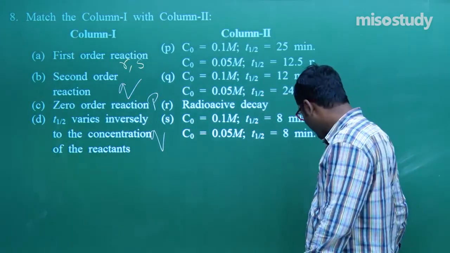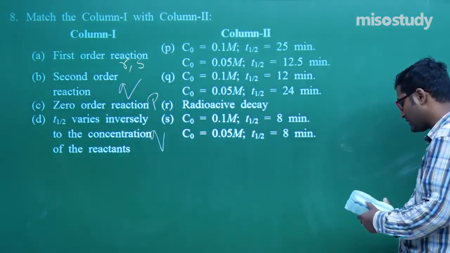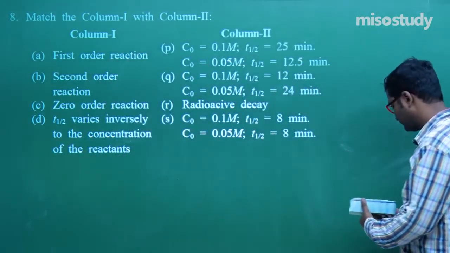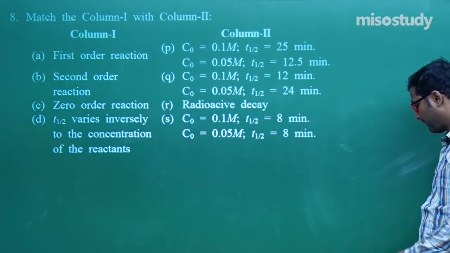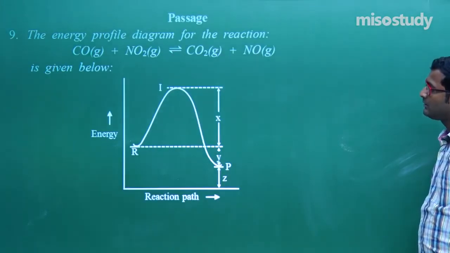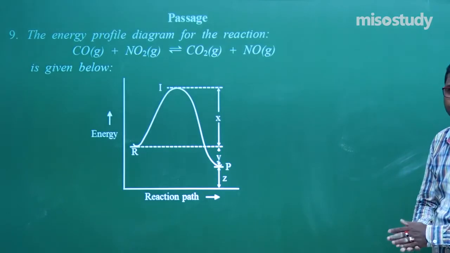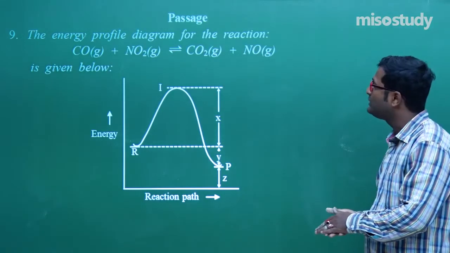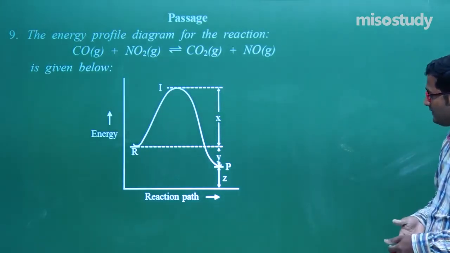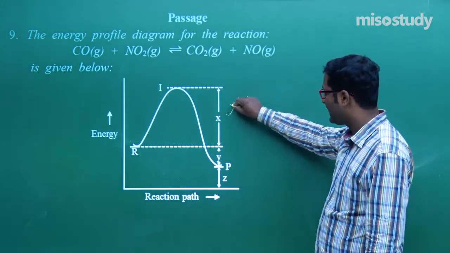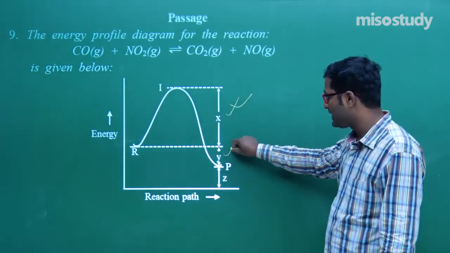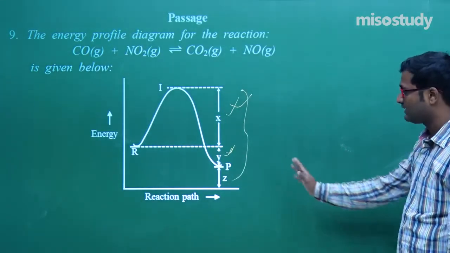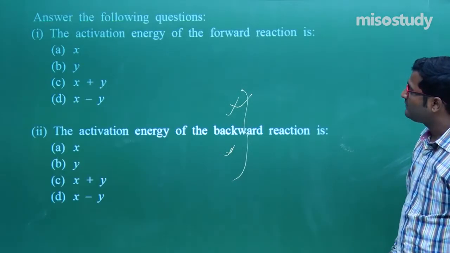Now I'm going to rub this part and let's move to the next segment. What is given here? Check it out. Now, question number 9. This is a passage. Read the question carefully. CO plus NO2 gives CO2 plus NO. This is the figure, and this one is the energy of activation, this one is the heat of reaction, and X plus Y plus Z is the threshold energy. By observing this passage, we can assume such things. Now, what is given here?